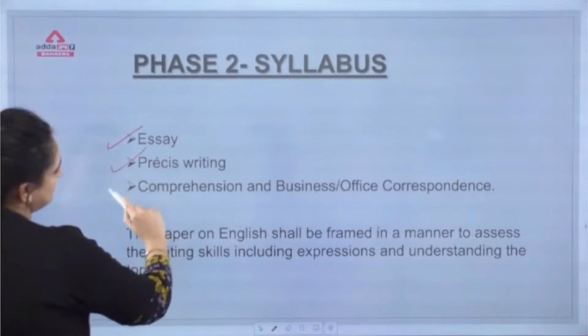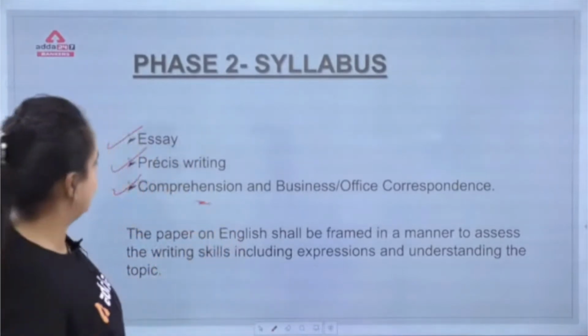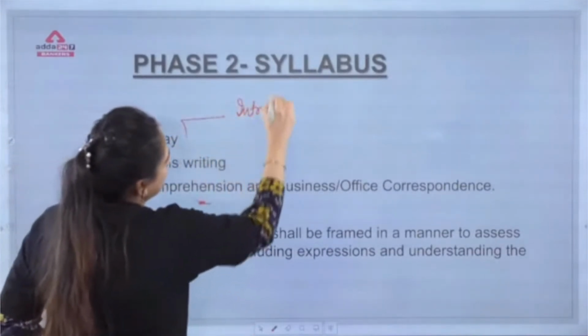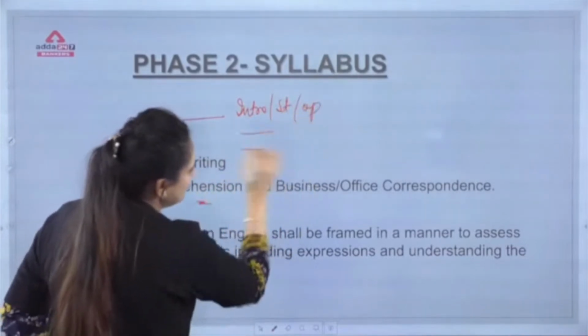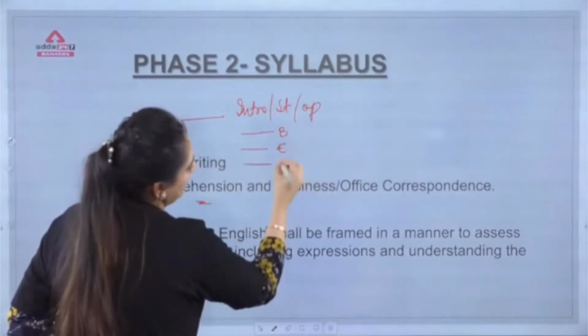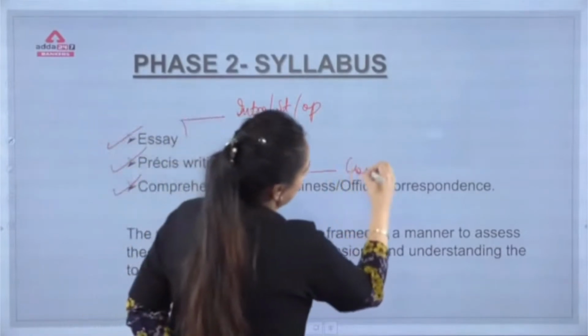If we talk about essay, precise writing, comprehension, and business office correspondence: for essays, you should know what the intro should be, what the starter or opener should be, what the body should be, and what the examples should be. In the body, you include examples, facts and figures, and then at the end there will be a conclusion.